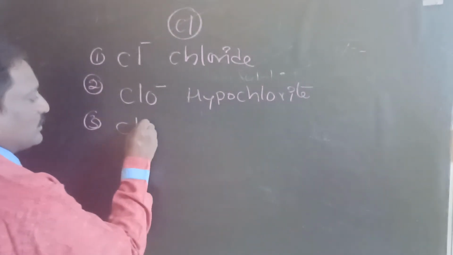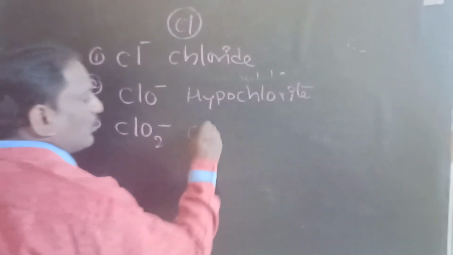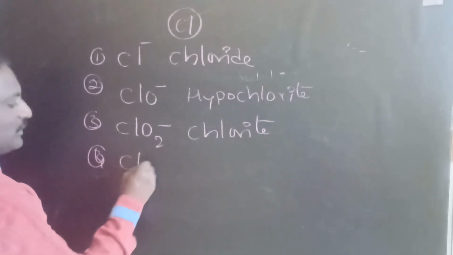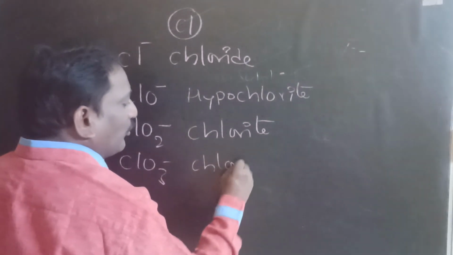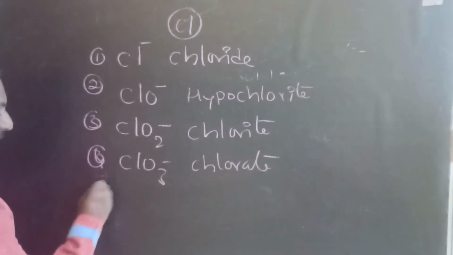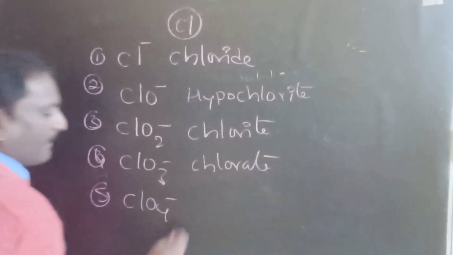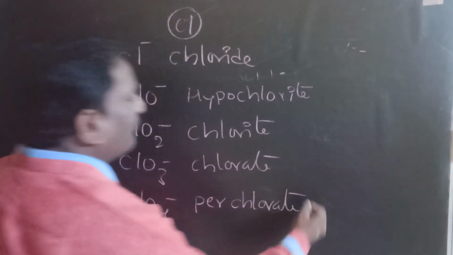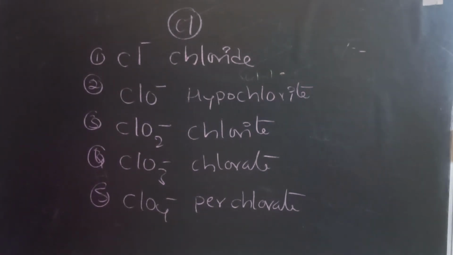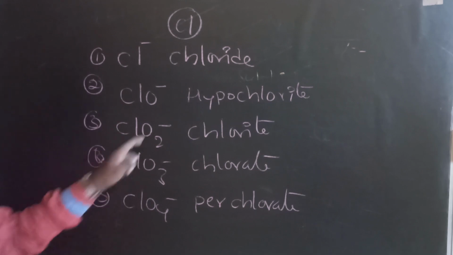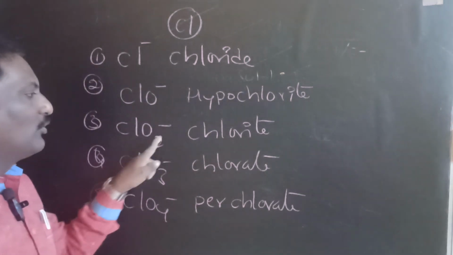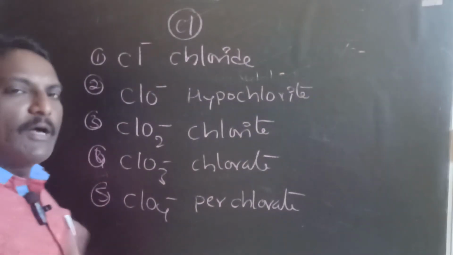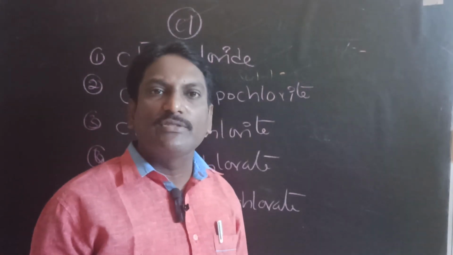Next one, ClO2 minus, chlorite ion. Fourth one is ClO3 minus, chlorate ion. Fifth one is ClO4 minus, perchlorate ion. So chloride ion Cl minus, ClO minus hypochlorite ion, ClO2 minus chlorite ion, ClO3 minus chlorate ion, ClO4 minus perchlorate ion. So these are ions based on chlorine.